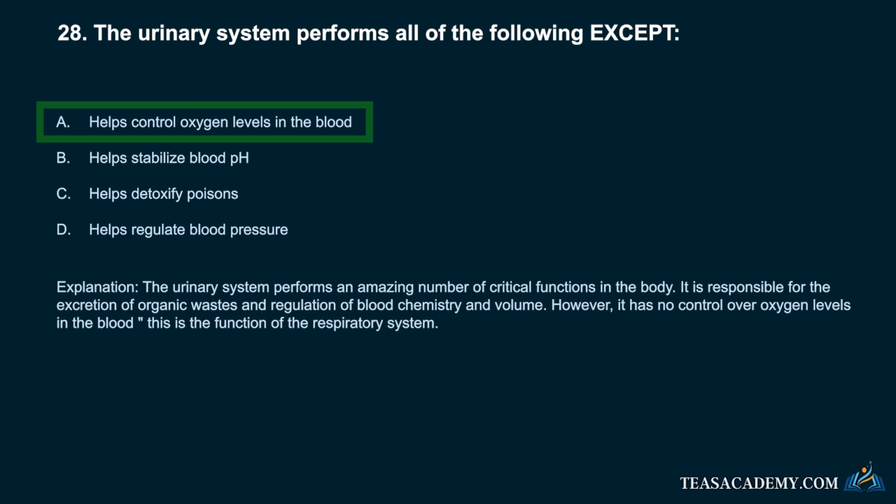The urinary system performs an amazing number of critical functions in the body. It is responsible for the excretion of organic wastes and regulation of blood chemistry and volume. However, it has no control over oxygen levels in the blood. This is the function of the respiratory system.